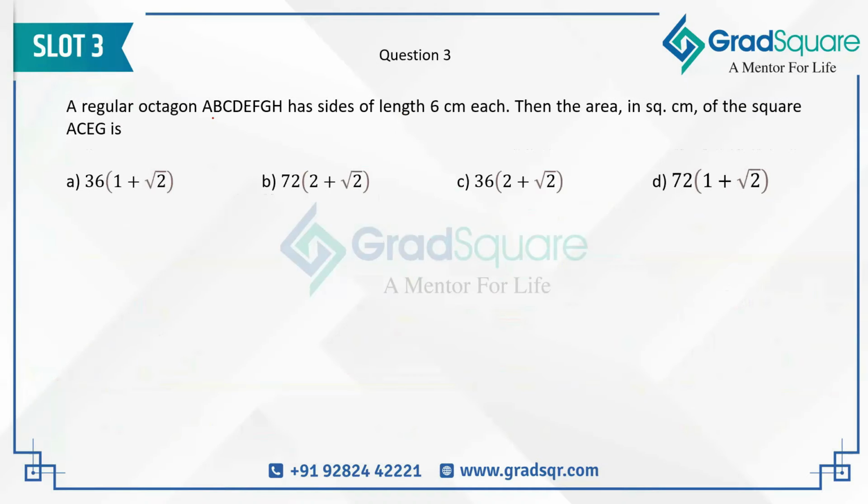A regular octagon ABCDEFGH has a side length of 6 meters. Then the area in square centimeter of the square ACEG will be what?